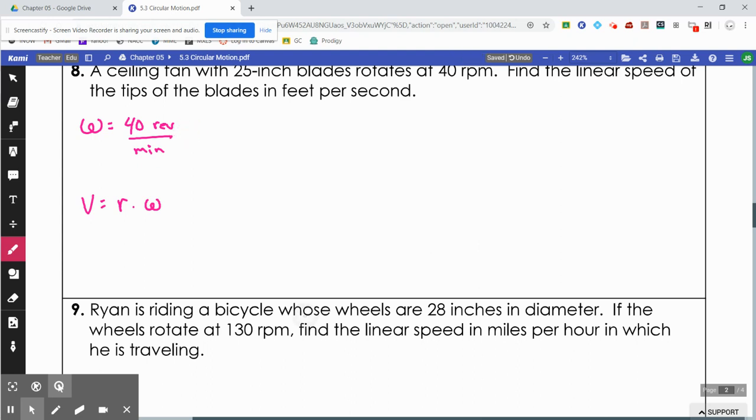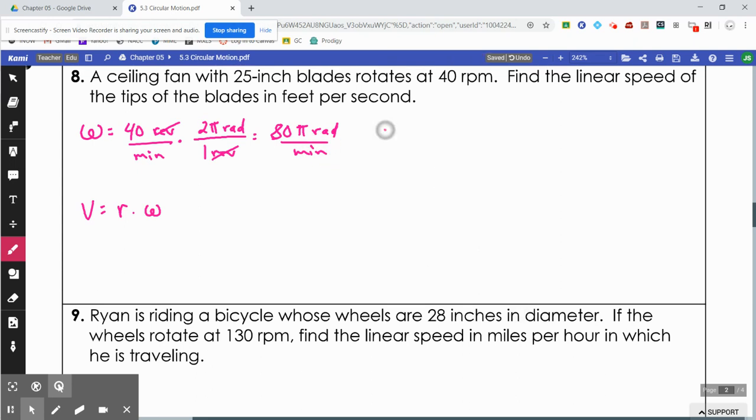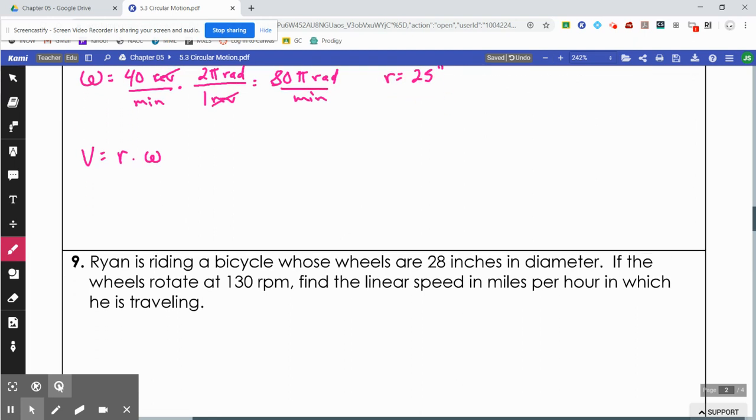We can't use revolutions, so let's go ahead and change that. I know that 1 revolution is equal to 2 pi radians because 1 spin is 2 pi radians, so therefore revolutions cancel, and that's going to be 80 pi radians per minute. Now I can use it. Again, my radius was 25 inches. So now my linear velocity is just this. We're going to do 25 inches times our angular velocity, which is 80 pi radians per minute.